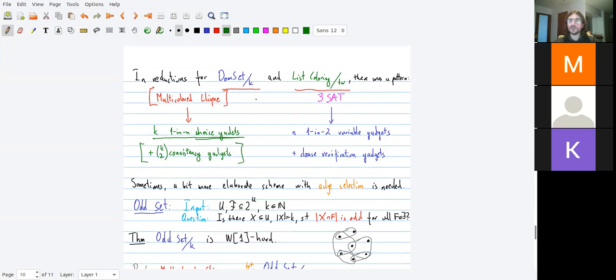And you can see an analogy here to a reduction for NP-hardness that usually starts from the 3-SAT problem. In 3-SAT, you usually make variable gadgets that define n Boolean choices, one in two choices, and then there are verification gadgets for the clauses. Yeah, so if you start from 3-SAT, there are clauses of size three, and then you need to check consistency between three variables. You need to make a gadget that checks this consistency.